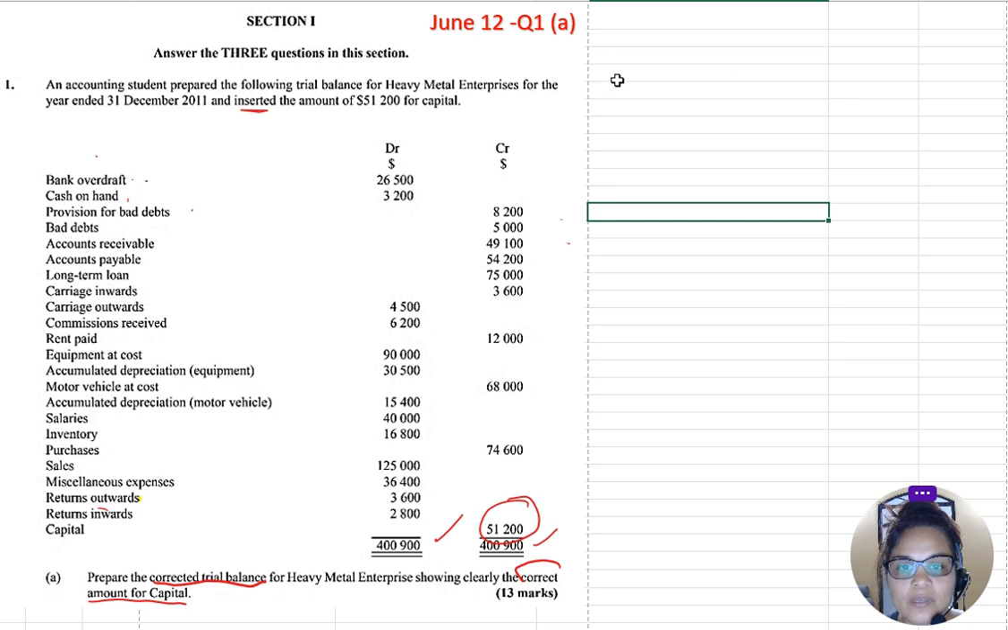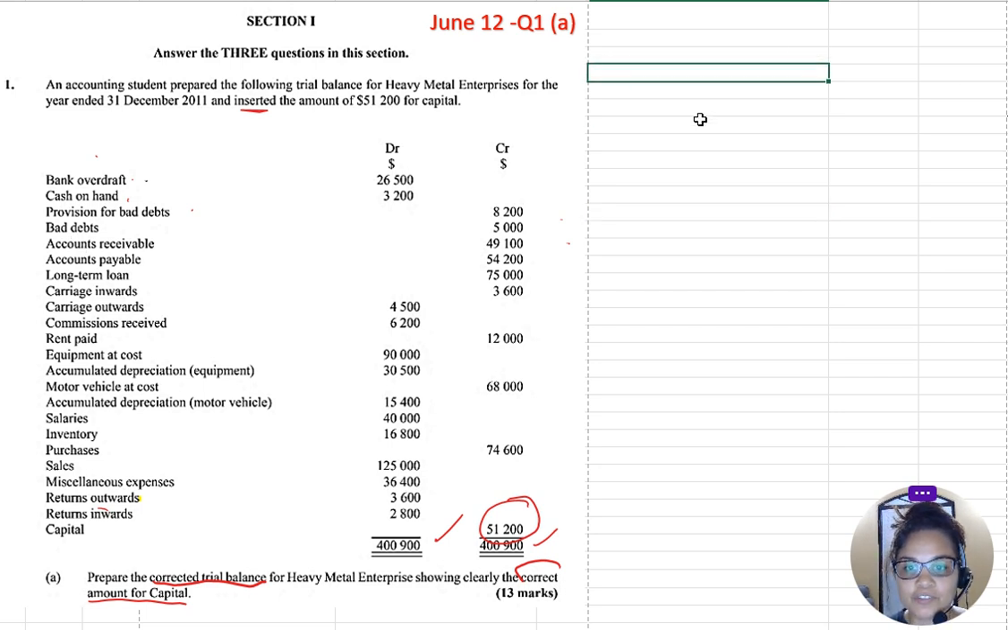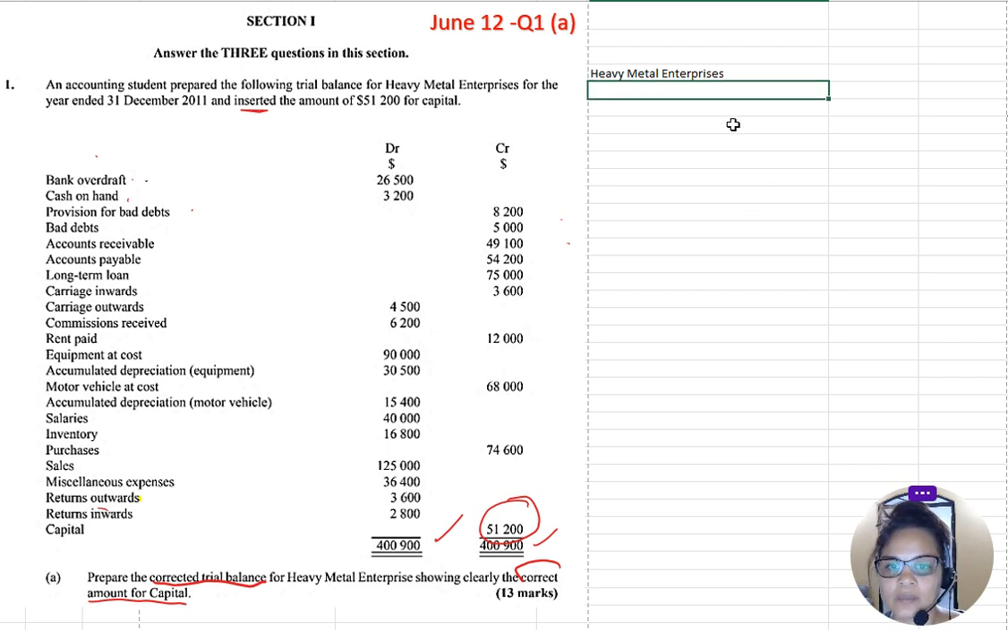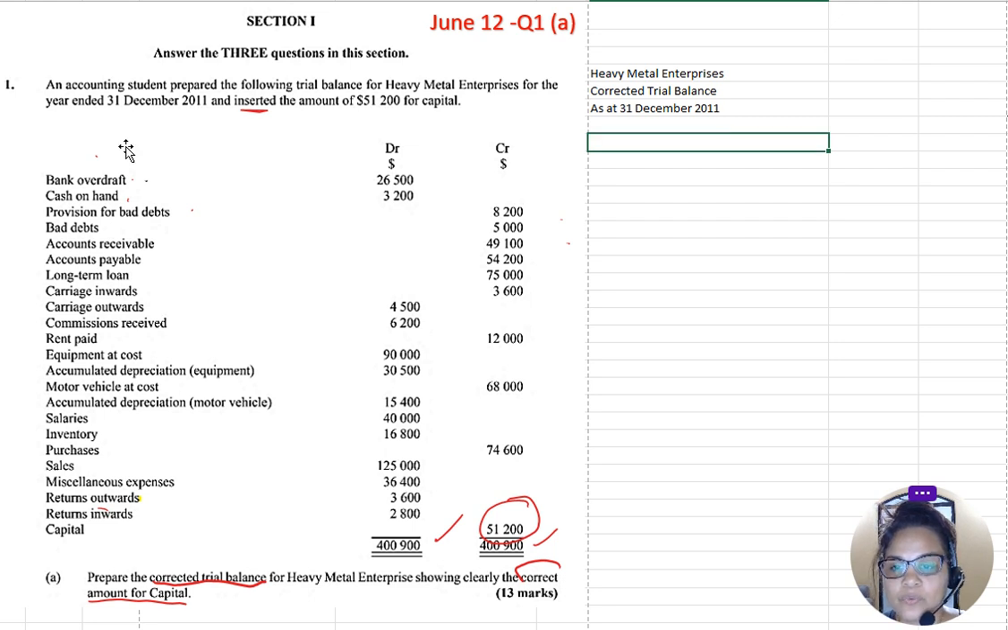So a quick and easy way of doing this efficiently is to first and foremost head up your trial balance. So we have Heavy Metal Enterprise or Enterprises, because on top it stated enterprises, and the requirement stated enterprise, so either will work. Heavy Metal Enterprises. And in a corrected trial balance, for what period? As at the 31st of December 2011. Now the draft of a trial balance is already here for you, right?